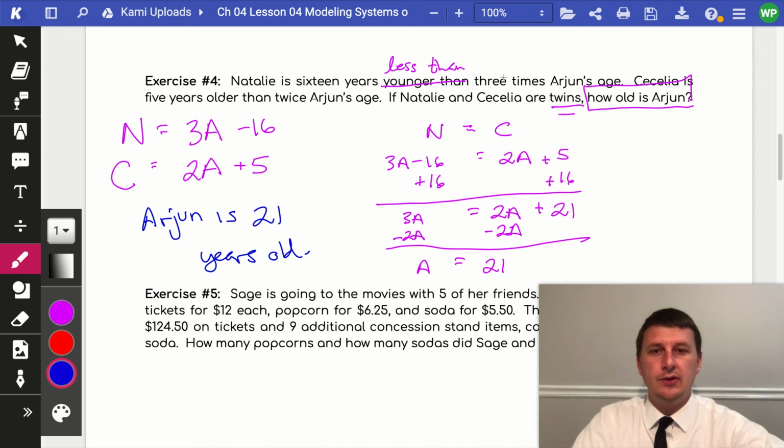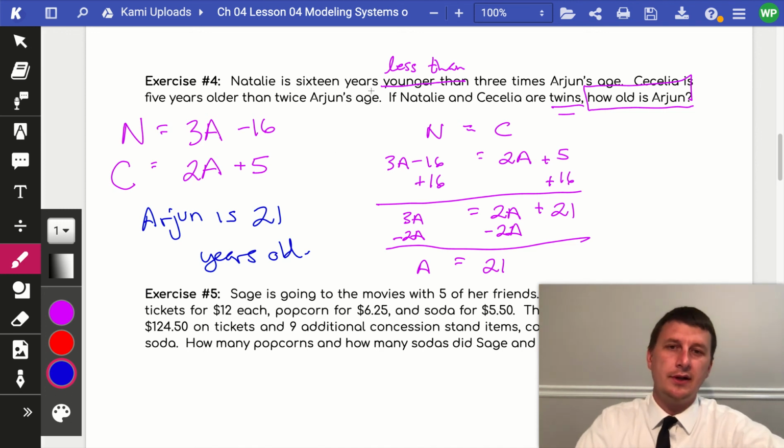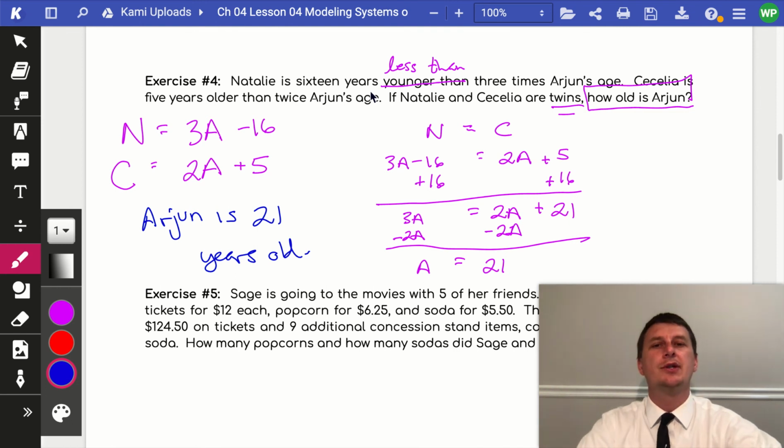So again, using information and turning that information into mathematical equations, we were able to set up a system of equations, and in this case, solve it by substitution.